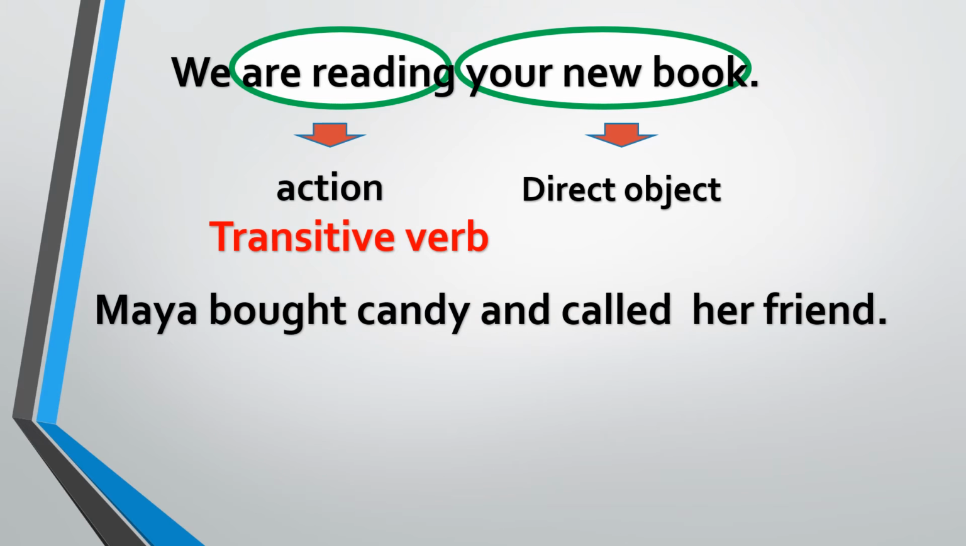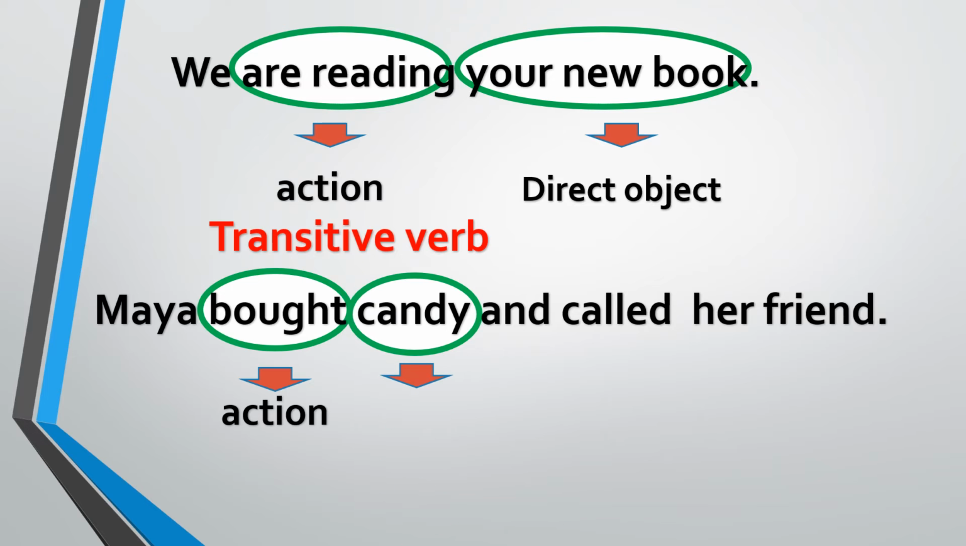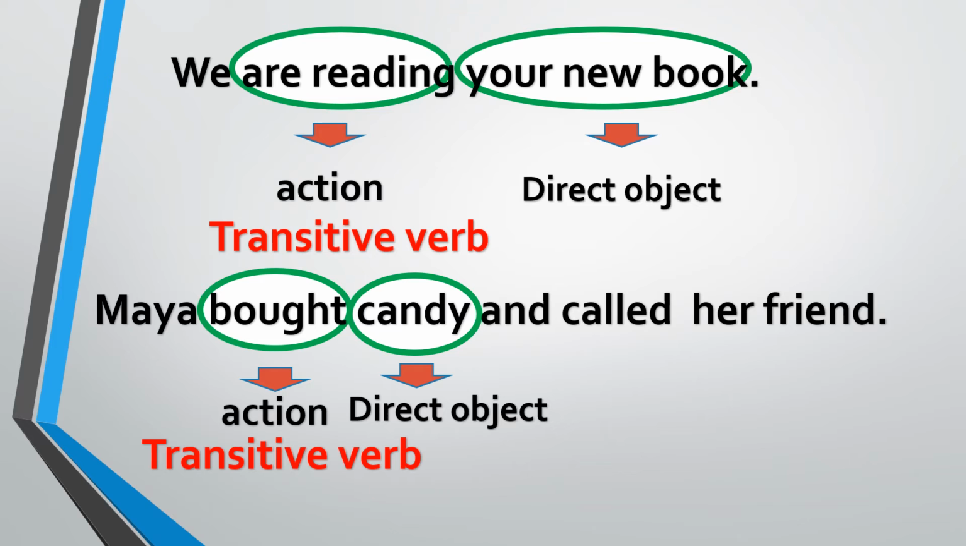Another example, Maya bought candy and called her friend. So Maya here is the subject, it is the doer of the action. Bought here is the action. What did Maya buy? She bought candy. So candy here is the direct object. So bought here is a transitive verb because it's an action verb and at the same time it has a direct object.